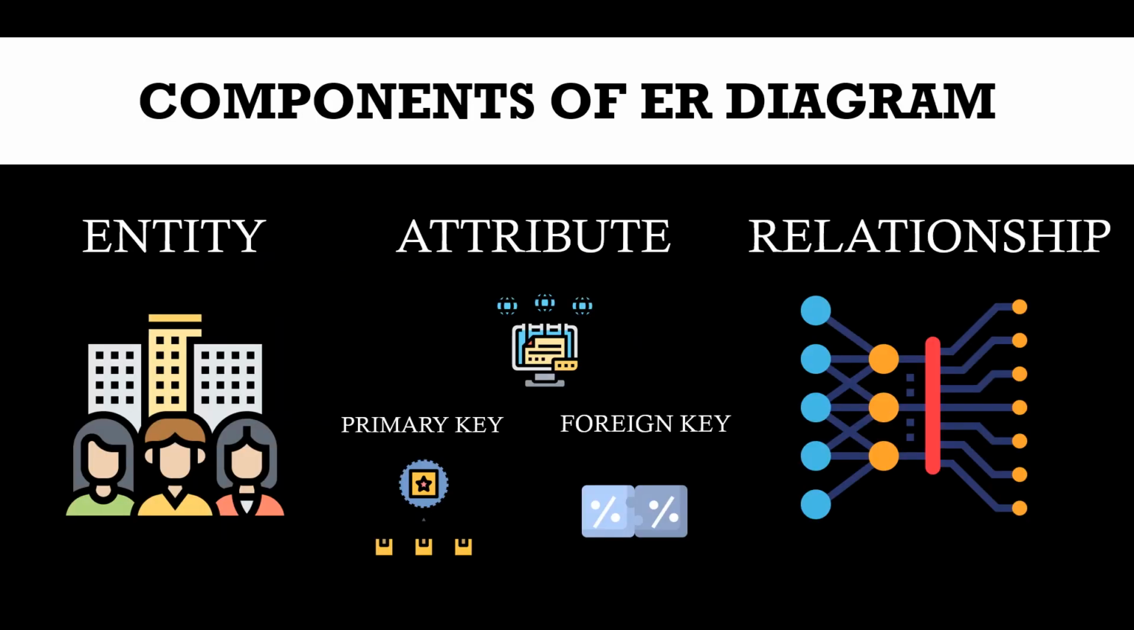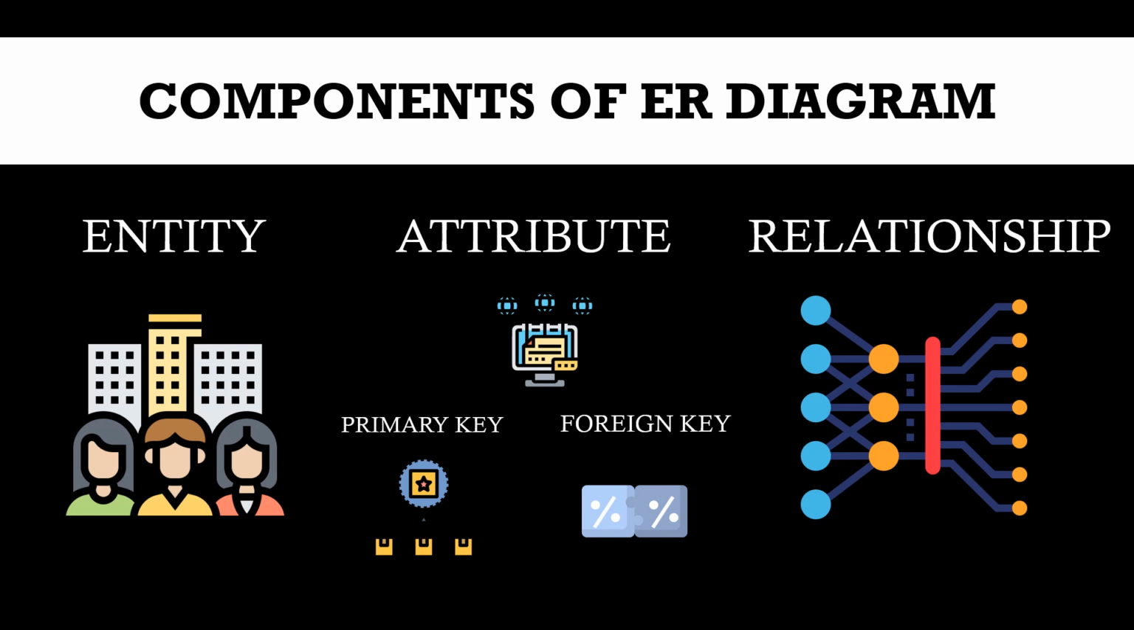Now, let's proceed to the components of the ER diagram. It has 3 key components. The first component is entity. Entity can be a person, place, event or an object that is relevant to a given system. One entity represents one table. It is indicated by a rectangular box in the ER diagram.